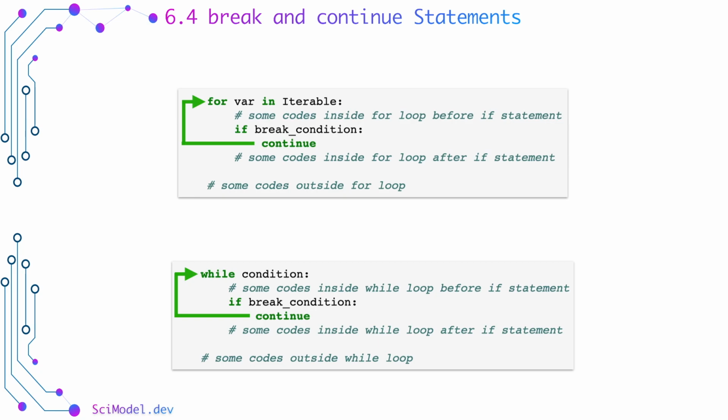Remember, any code coming before the continue statement is not affected even if the condition of the continue statement is true. It is only the code after the continue statement that is skipped. Let us see an example to better understand the difference between the break and continue statements.